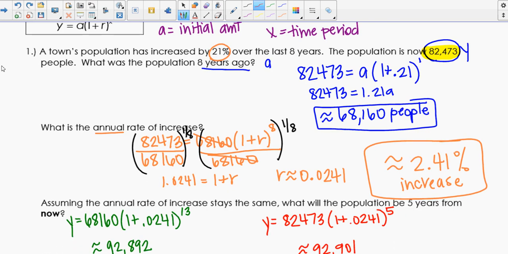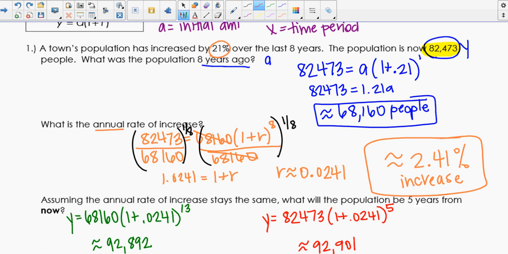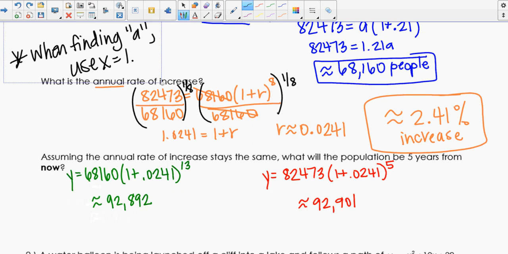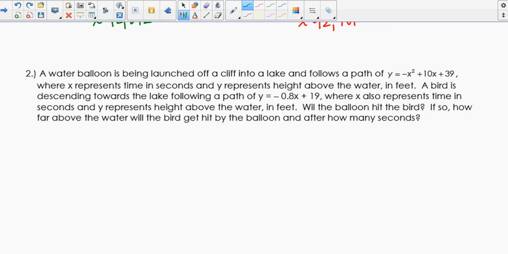Okay. So just remember those 3 steps. Finding A, you always use an X value of 1. You might want to make that note. When you find A, you always use an X value of 1 because it's a time period. Then once you look for the annual rate of increase, that's when you switch your time to the number of years. Okay. All right. So now we're going to talk about systems real quick.